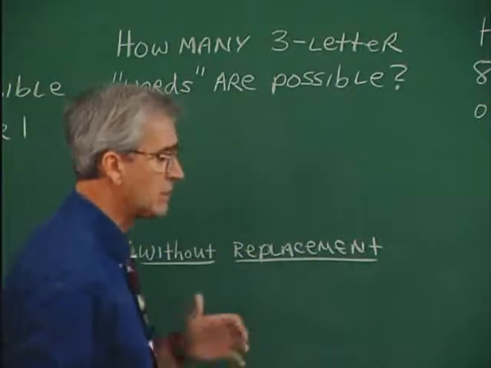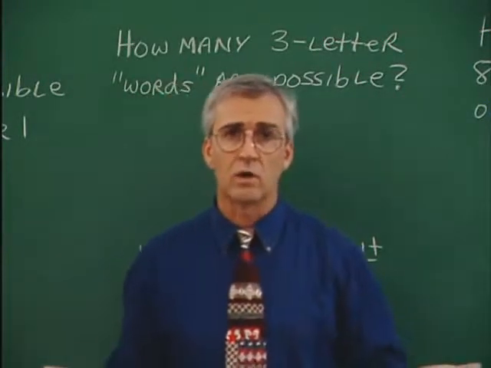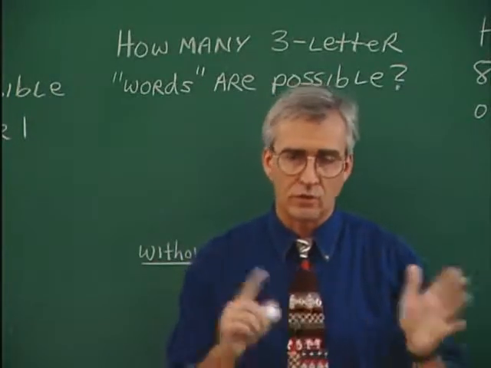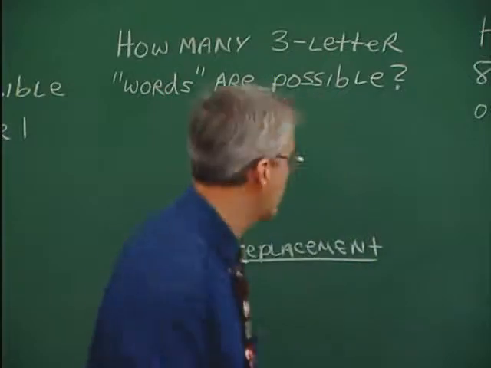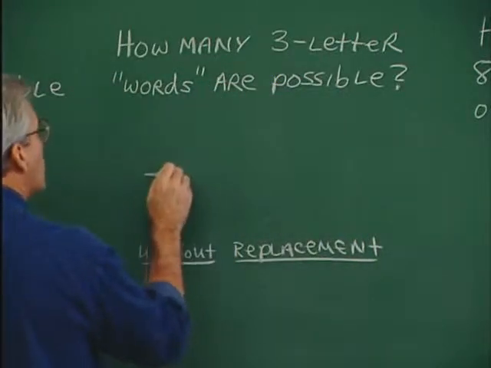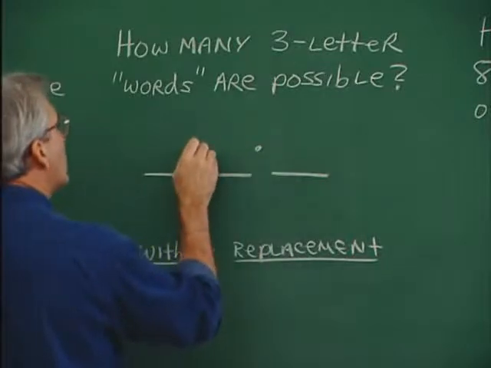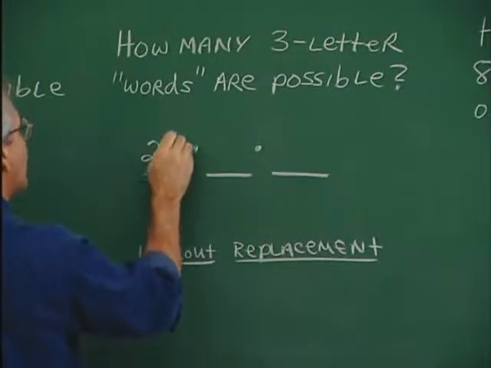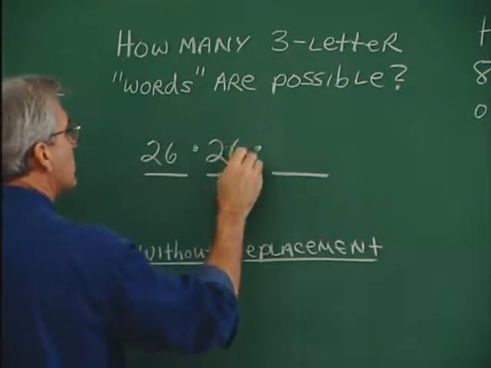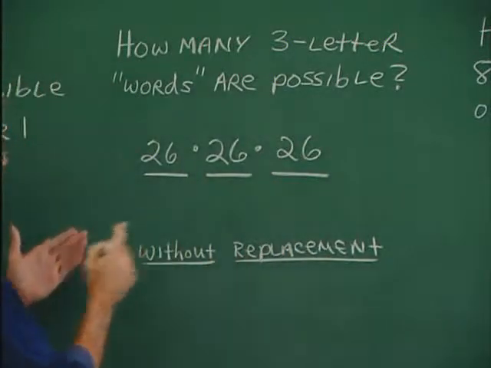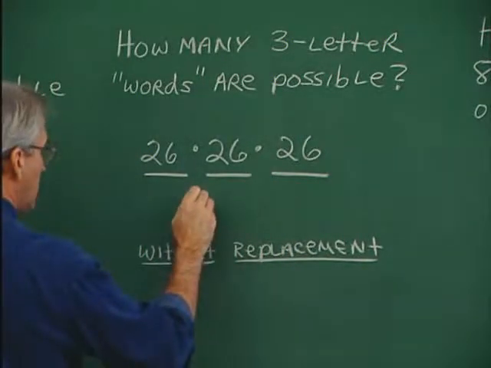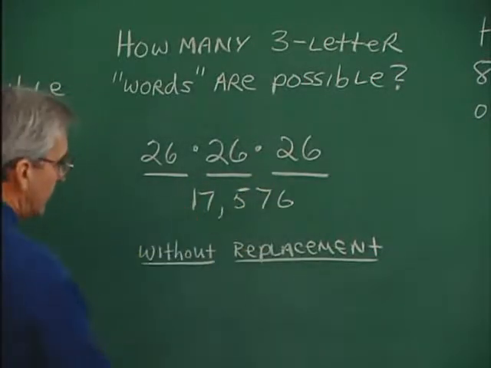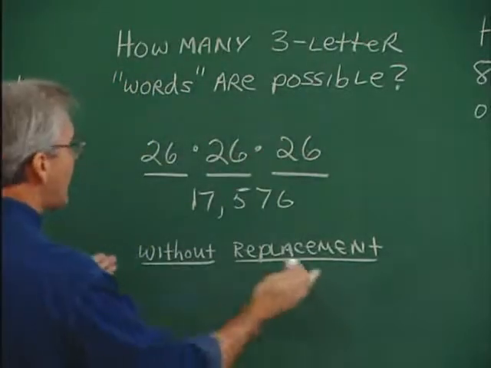I'm putting words in quotations because I'm assuming that AAA is a word, you see. So even though we don't have vowels or do have all vowels or whatever, they're all words, okay? So 3-letter words. Well, let's see. 1, 2, 3 letters. What are our possibilities for the first letter? We can choose from any of the 26 letters of the alphabet, so we would have 26. For this one, 26. For this one, 26. And so multiplying 26 times 26 times 26, we would get 17,576.